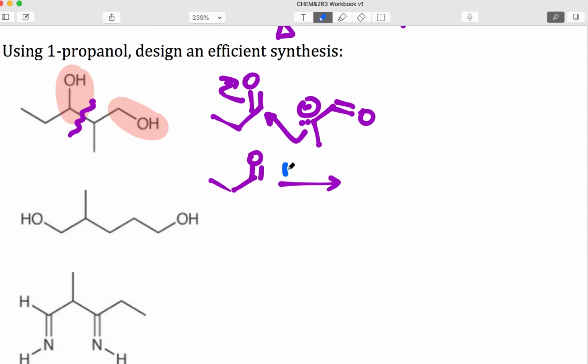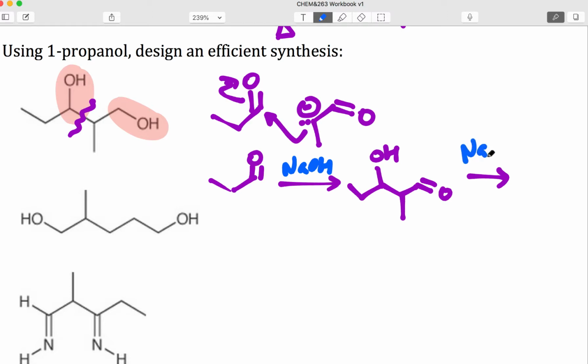So for this synthesis, we're going to have propanal react with NaOH to do the initial aldol reaction. The product we get is this beta hydroxy aldehyde. So that was the aldol reaction. And notice the carbonyl group here is going to need to be reduced to an alcohol. So we can use NaBH4 or LAH to do the reduction of that carbonyl group.